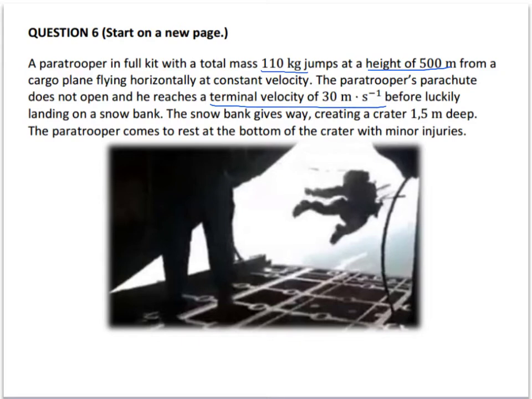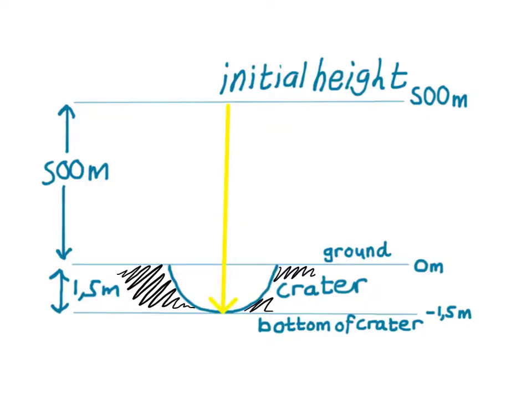The next sentence then takes us into the second part of the problem, which is about the snowbank giving way, creating a crater of 1.5 meters deep. So this is 1.5 meters below the ground. It's quite helpful to have a diagram in this situation, because a diagram helps you keep track of all the relevant information as well as visualize what's going on.